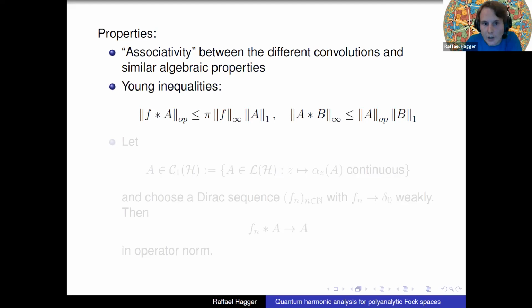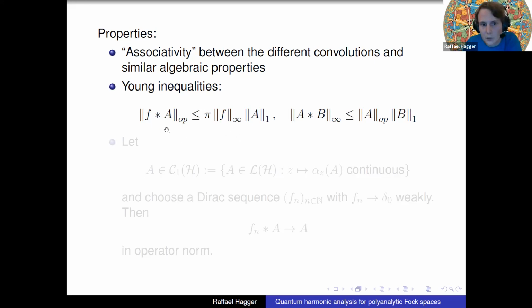Then you also have the Young inequalities to estimate your results. So if you convolve a function with an operator, you can estimate this by the infinity norm of F times the trace norm of A. You have a pi here you would maybe not expect usually in the inequality, but this comes from some wrong normalization. Someone wrongly normalized something, and after some time you cannot change the definitions anymore, and then you get some constant here you maybe don't want. But let's not worry about this.